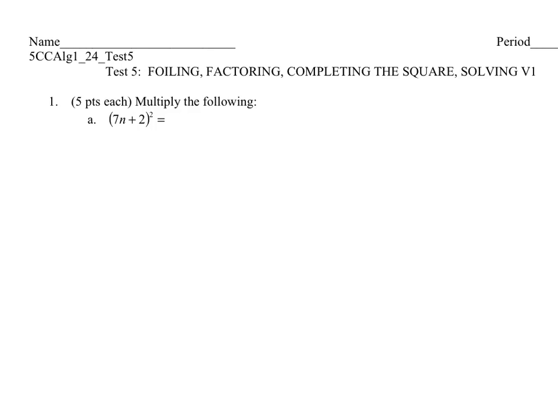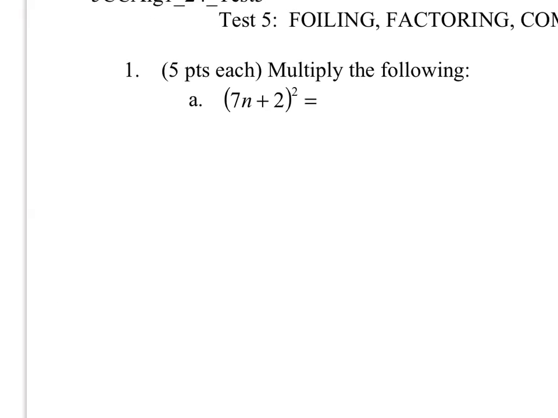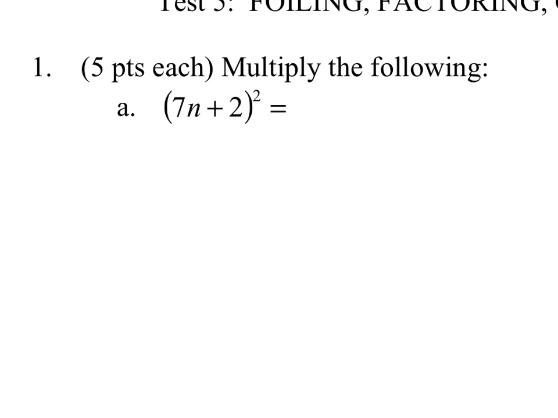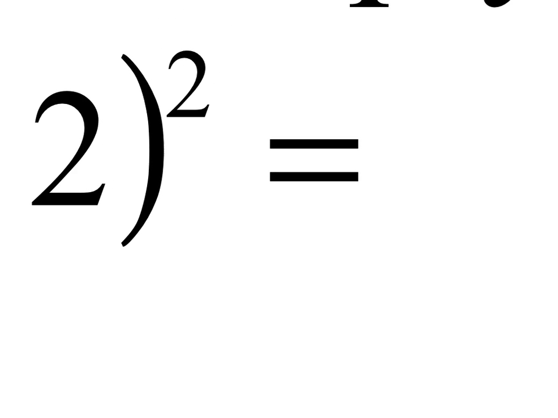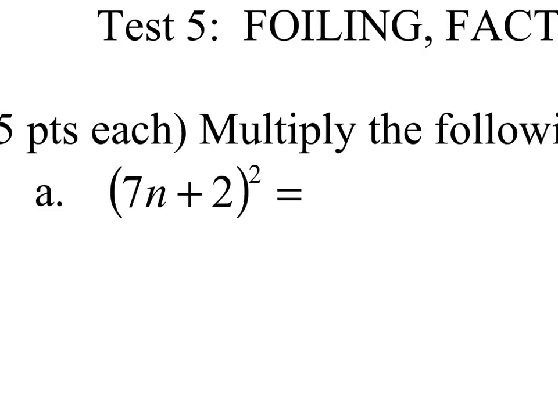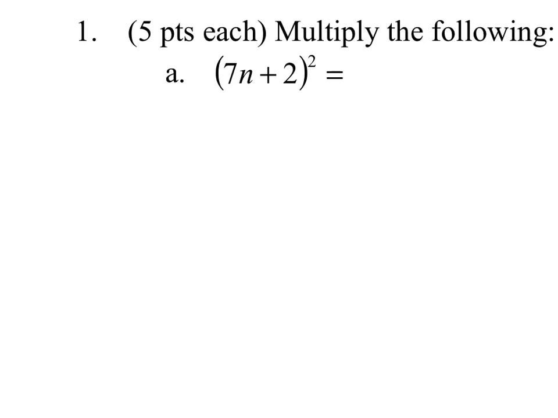In this video tutorial, we're going to be reviewing how to FOIL, factor, and complete the square in preparation for our upcoming test. Let's take a look at question number 1, where it wants us to multiply the following, 7n plus 2. And what I know is that whenever we see a binomial or a polynomial raised to the second power, that means we're going to be multiplying it by itself. So what exactly is that going to look like?